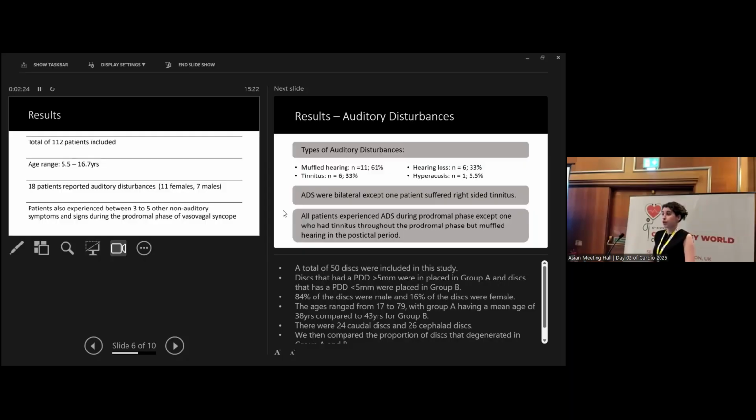We included a total of 112 patients. All of the patients had experienced vasovagal syncope, and the ages ranged from 5.5 years to nearly 17 years old. Out of these 112 patients, we found that 18 patients reported auditory disturbances. And these disturbances were normally experienced alongside 3 to 5 other non-auditory symptoms and signs during the prodromal phase of vasovagal syncope.